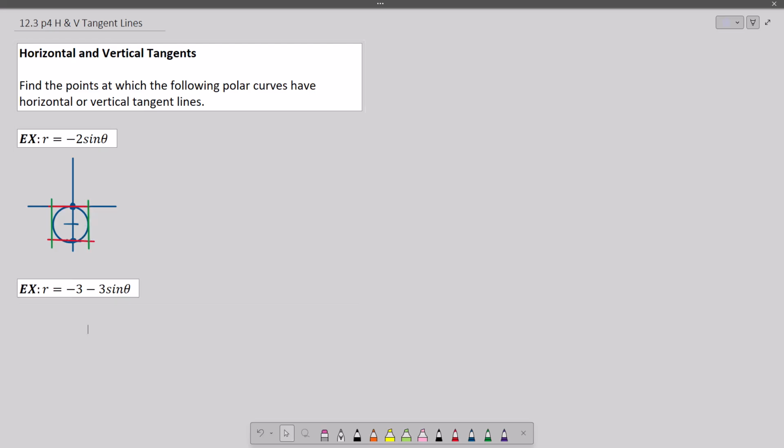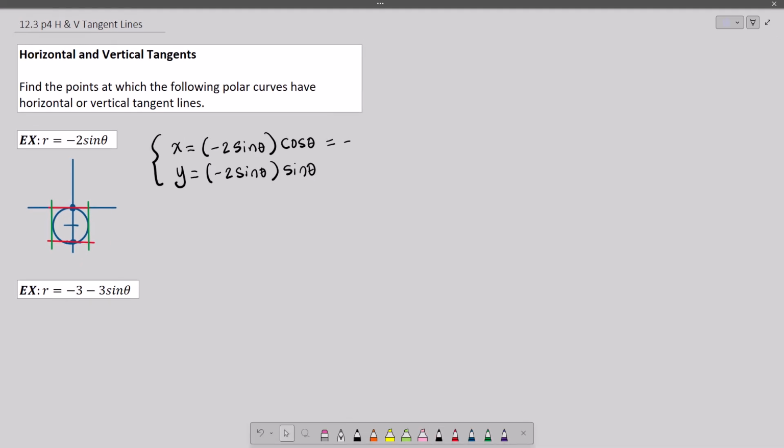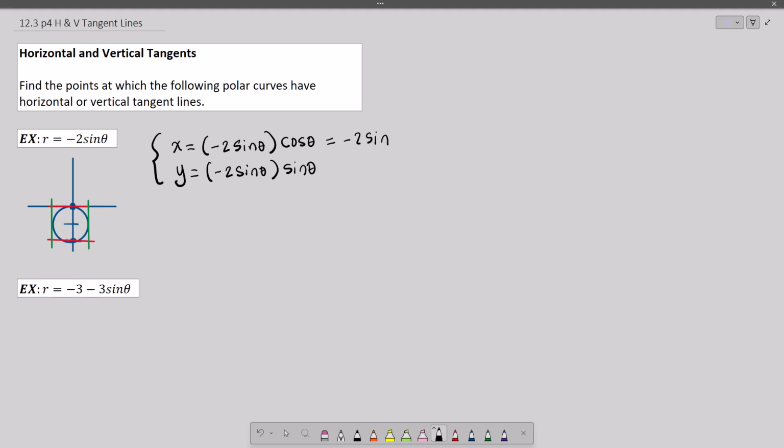So we need to find dy dx. To find dy dx for a polar curve, we convert to parametric and then do y prime over x prime. So let's go. So our parametric representation, x equals r multiplied by cosine of theta, and y equals r multiplied by sine of theta. These can both be rewritten pretty easily. So minus 2 sine theta cosine theta. And down here, minus 2 sine squared.